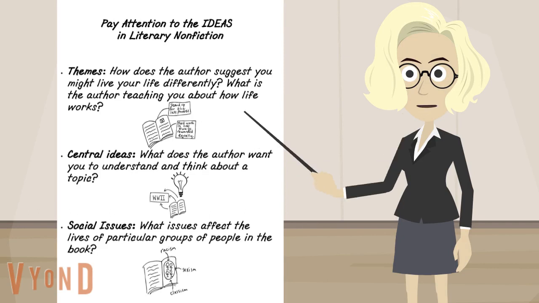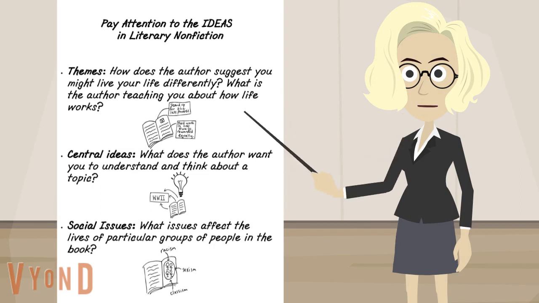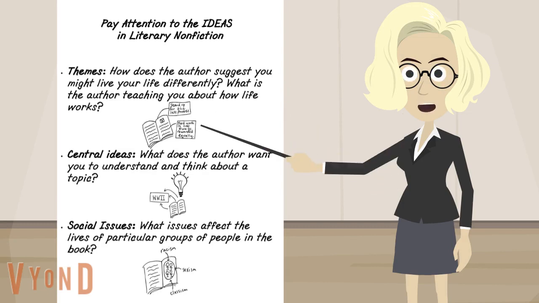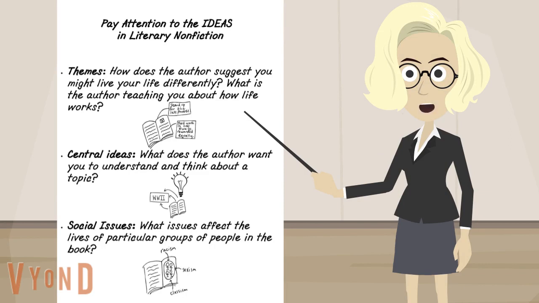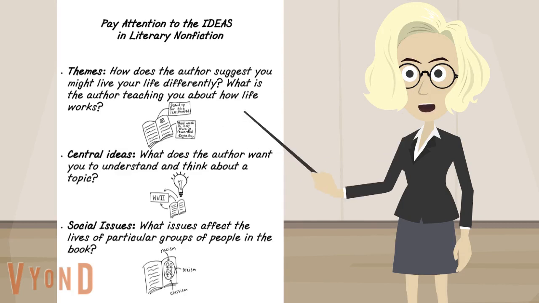Readers, let me clarify. Themes are usually advice the author gives about how you might live your life differently or about how life works. Central ideas often sum up the major information that authors are teaching. And social issues are things that affect the day to day lives of big groups of people: sexism, classism, poverty, white privilege, and more.